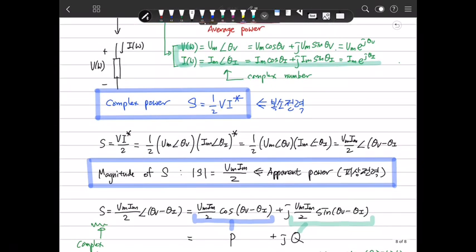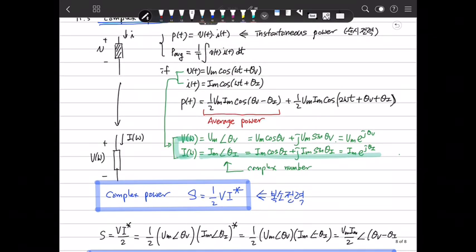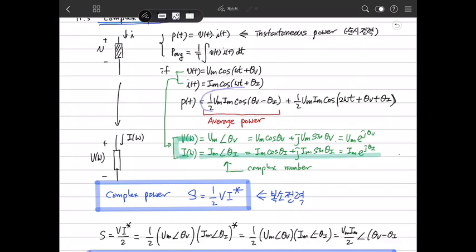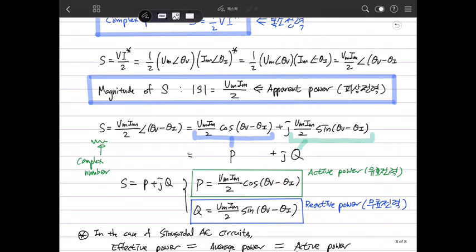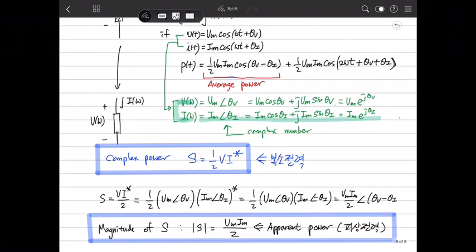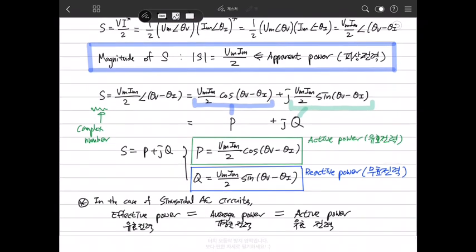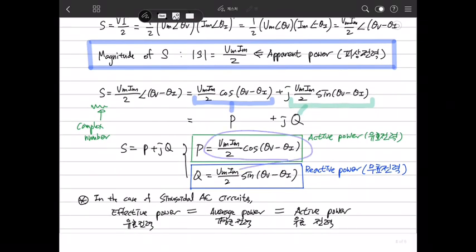So you remember what we saw in the time domain. What is that? 1/2 Vm Im cosine(theta V minus theta I). And here, 1/2 Vm Im cosine(theta V minus theta I). It's the same variable. So the average power in the time domain is the same as P, the active power, in the phasor domain. The same quantities.